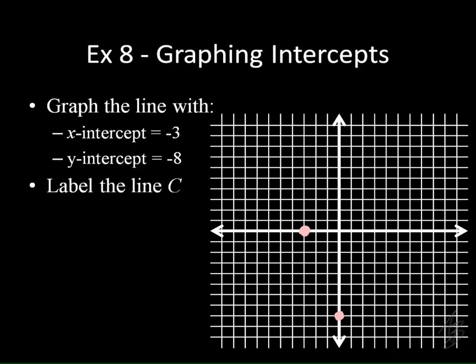And then what's this line going to look like? It's going to go through those 2 points, right? Draw a nice straight line that goes through those points. Put your arrows, and what else? Label it C. So put your labels on there so you know which line is which.